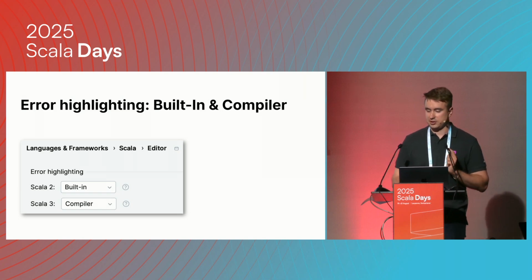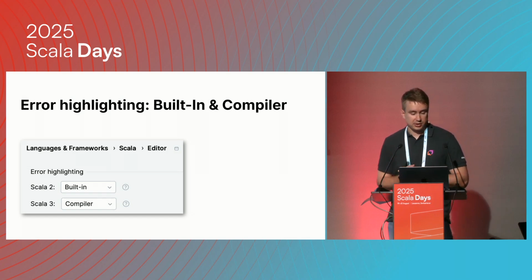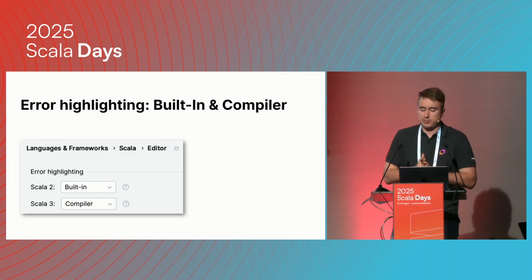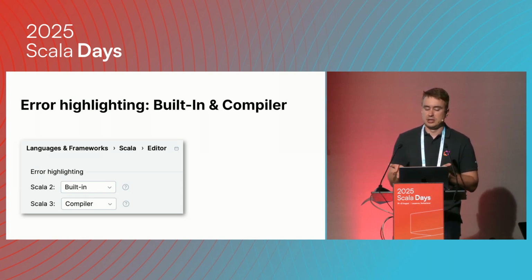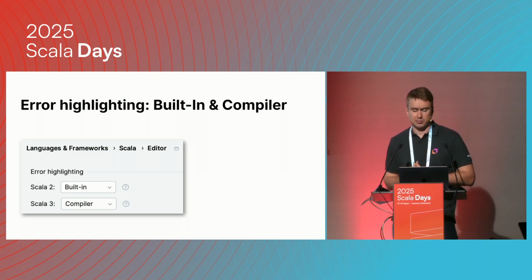Right, a couple of seconds has passed. So yeah, what is that? If you go to the settings, you'll notice that there are two error highlighting modes. One is called built-in, another compiler. What compiler mode does, in short, it delegates all the highlighting to the compiler, which is run in the background. Even though it's called highlighting, nowadays it's also used for the compiler-based types for macro code and for some compiler-backed quick fixes.